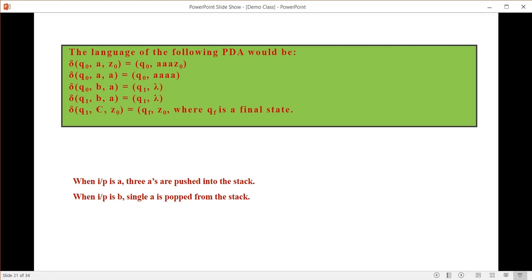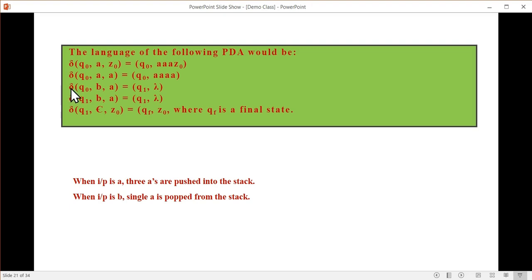So the next transition is Q naught comma A comma A. Already three A's are pushed into the stack, so now the top of the stack contains A. The input is A and the top of the stack is A. The transition again stays in the current state, that is Q naught, and again three A's are pushed into the stack. Apart from what is already there, three more A's are pushed into the stack.